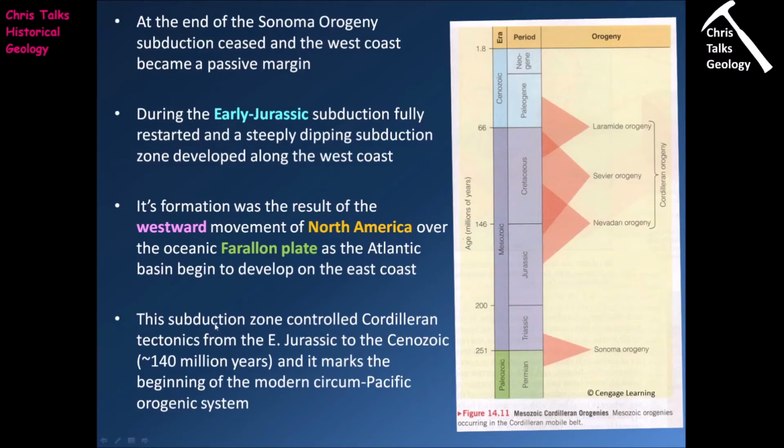Now, the subduction zone that forms is going to control tectonism along the western side of North America from the early Jurassic all the way into the Cenozoic. So it's going to be active for a period of 140 million years. So it's a pretty long-lived orogenic event. And the start of subduction along the western coast of North America marks the beginning of the formation of the modern circum-Pacific orogenic system. So of course this is the ring of volcanically active mountain ranges that form along the edge of the modern day Pacific.